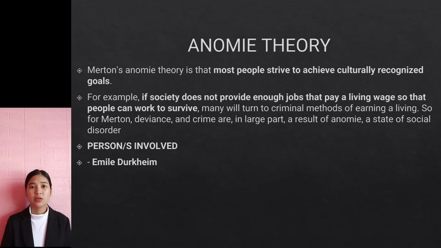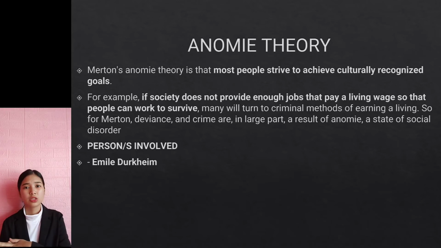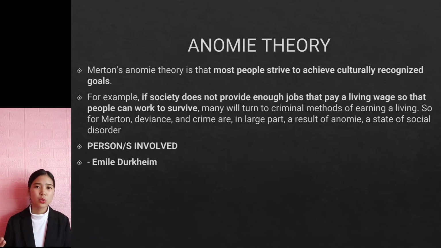Merton's deviance and crime are in large part a result of anomie, a state of social disorder. So the person involved here is originally Emile Durkheim, 1897, who believed that all societies passed through anomie at various points in their development.